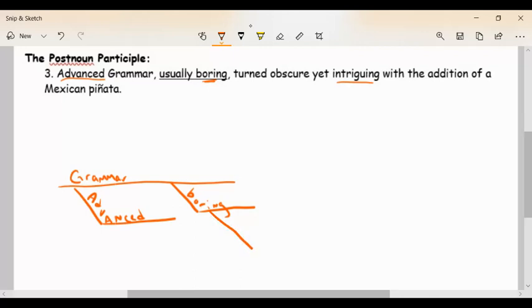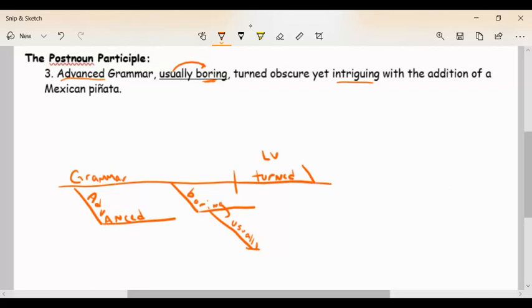Well, usually is an adverb, and so for an adverb modifying this word, I'm going to build that adverb off the verb side. So I'm going to say it's usually boring. And then I have my main verb, which is turned. And this is not a physical turn. This is like a linking verb, turn. It's like grammar became. And so I'm going to slant my line.